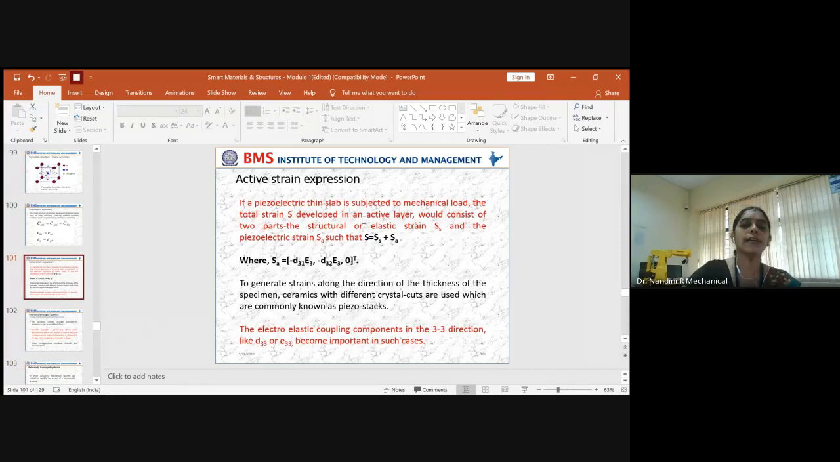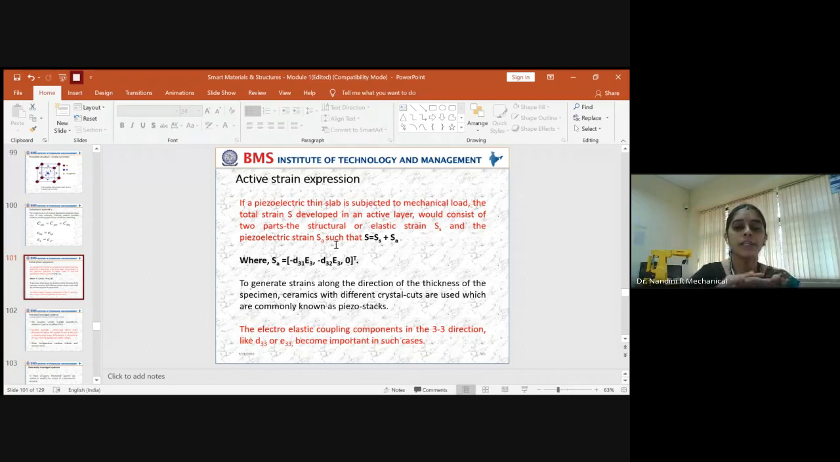And also we dealt with how to derive an active strain expression, right? When you have a thin piezoelectric slab. You know that if you have a thin piezoelectric slab and if you apply a mechanical load on it, it generates some amount of strain. This strain developed will not be the value for the piezoelectric thin slab itself. It will have both values. So it will have 2 parts. One is the elastic strain and the other one is the piezoelectric strain.